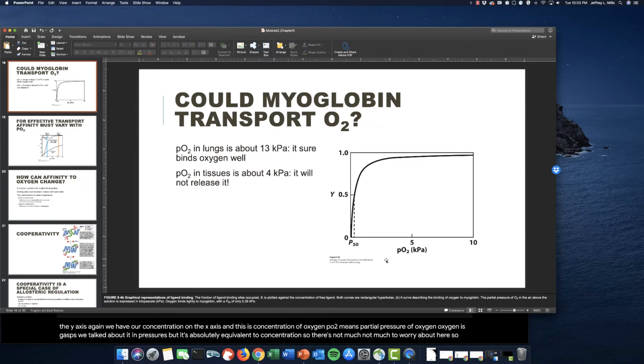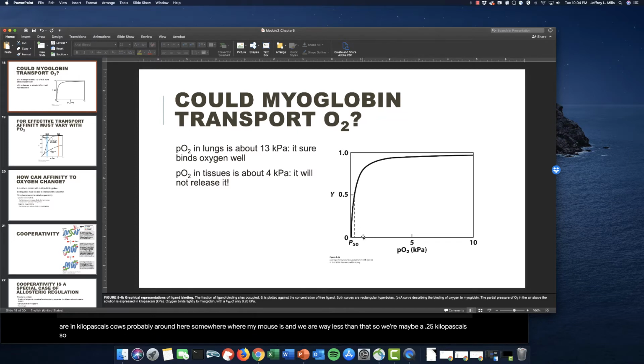So what we can see here is that the KD, right, the concentration required to fill 50% of the sites, is very, very tiny. It's way less than 1 kilopascal, right? So these units are in kilopascals. 1 kilopascal is probably around here somewhere where my mouse is, and we are way less than that. So we're maybe at 0.25 kilopascals.